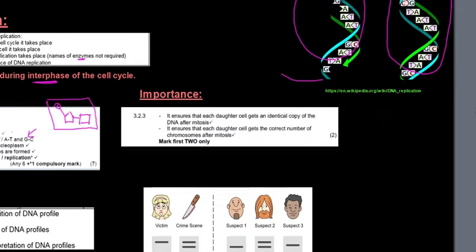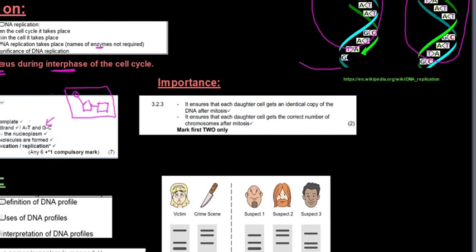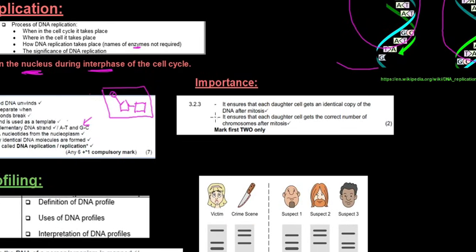And why does this have to happen? This comes in with the importance. So it ensures that each daughter cell gets an identical copy of the DNA after mitosis, and then it also ensures that each daughter cell gets the correct number of chromosomes after mitosis, which is very important.